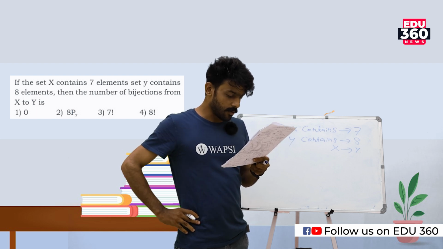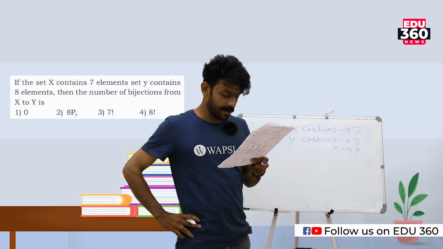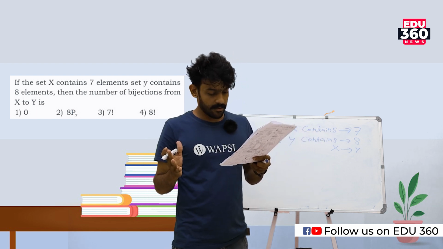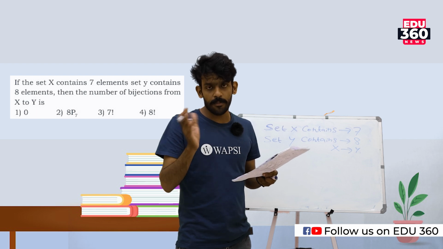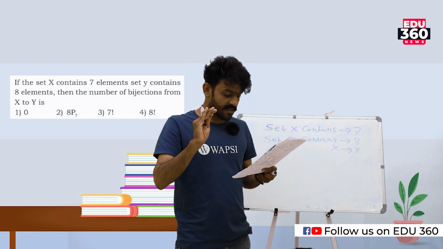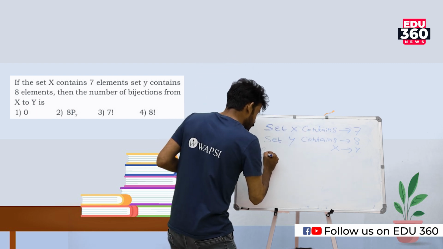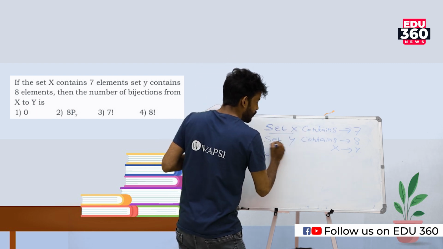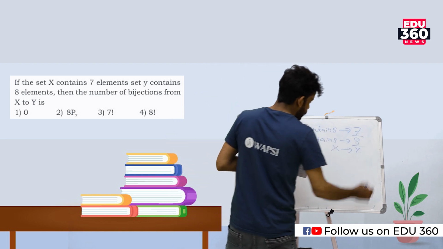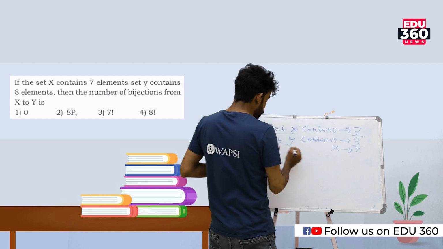Just look at the options. You can see 0, 8P7, 7 factorial and 8 factorial. So for a bijection to exist between two sets, they must have the same number of elements. For set X, the number of elements is 7. Here it is 8. So we can write the condition for bijection.